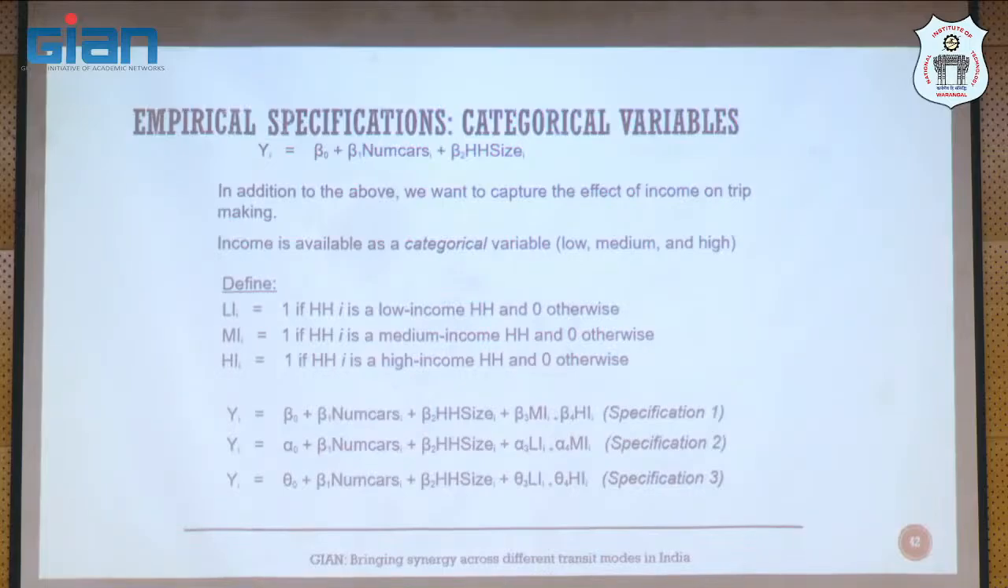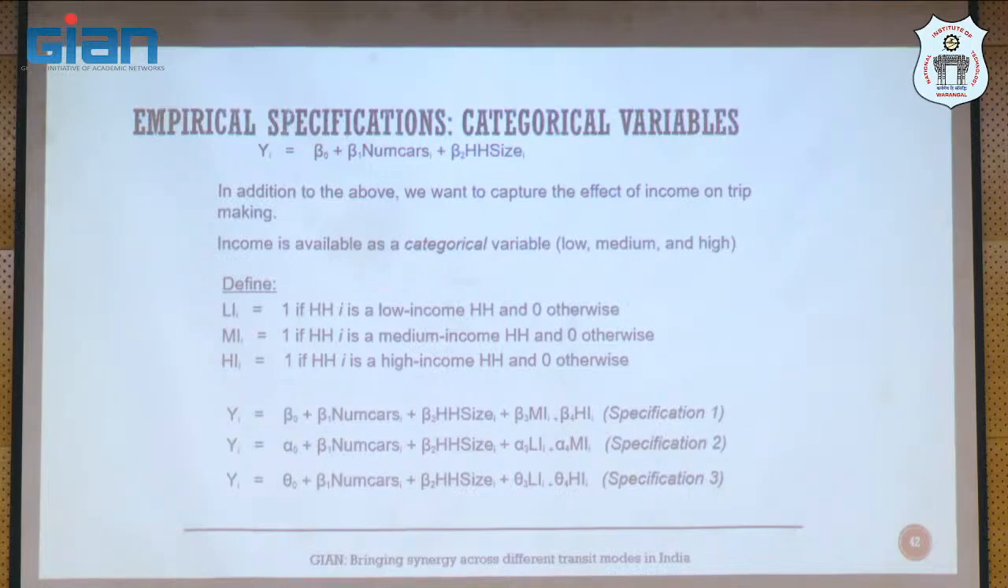So I'm talking about categorical variables here. You have household with number of cars and household size, and now I want to add the effect of income. And income is given as a 3 category variable: low income, medium income, and high income. Again, you have 3 levels. So we can only use 2 of those levels in your model. You cannot try all 3 of them because if you are not low income, if you are not medium income, you have to be high income. So the 3 columns are dependent.